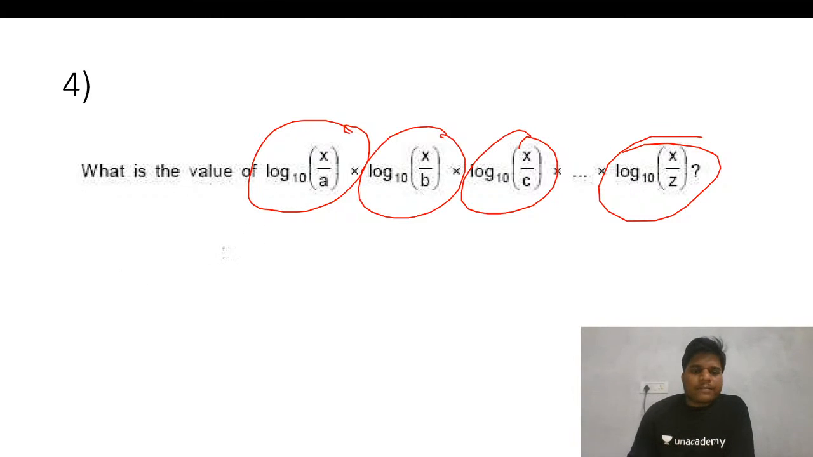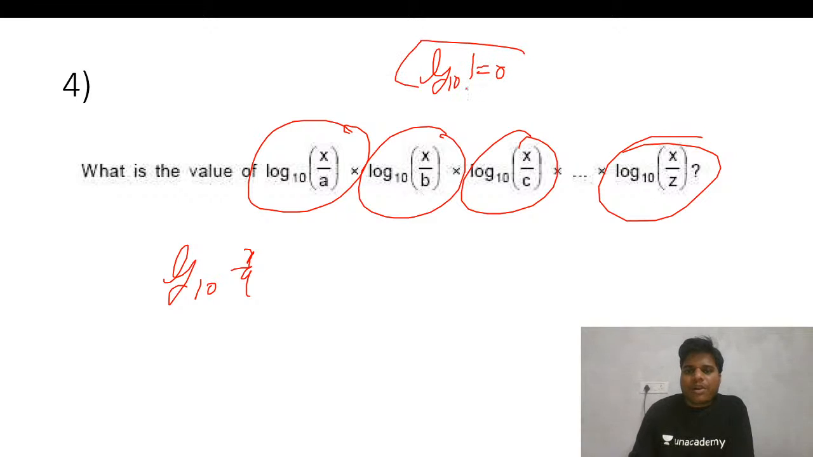I hope you guys have tried. We should not waste time. So this is x by a. Similarly, log 10 1 equals 0. So in this multiplication, if anything becomes 0, this complete expression will become 0. This type of question can come.